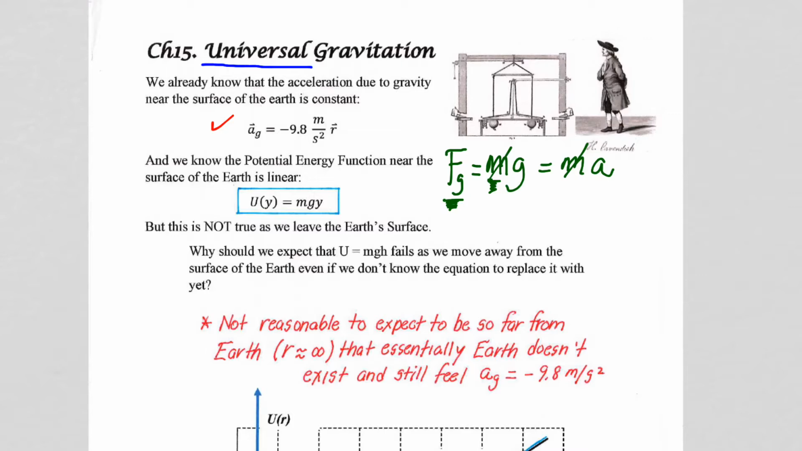Now, near the surface of the earth, the acceleration is also constant. We'll see in another page of notes that Newton is going to realize we needed to modify the force equation mg, and the acceleration will no longer be constant, but it will be independent of the mass that's falling towards the earth.